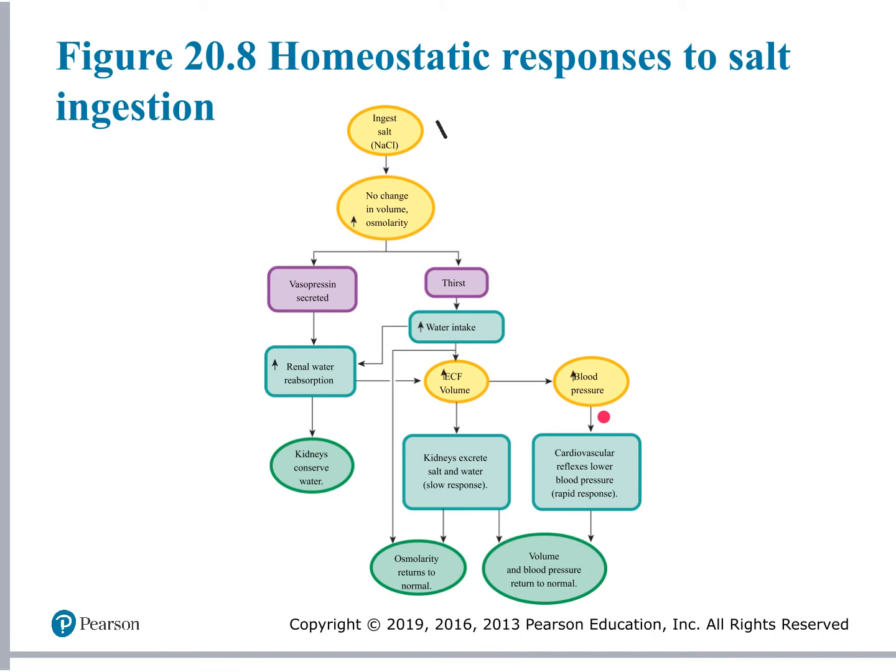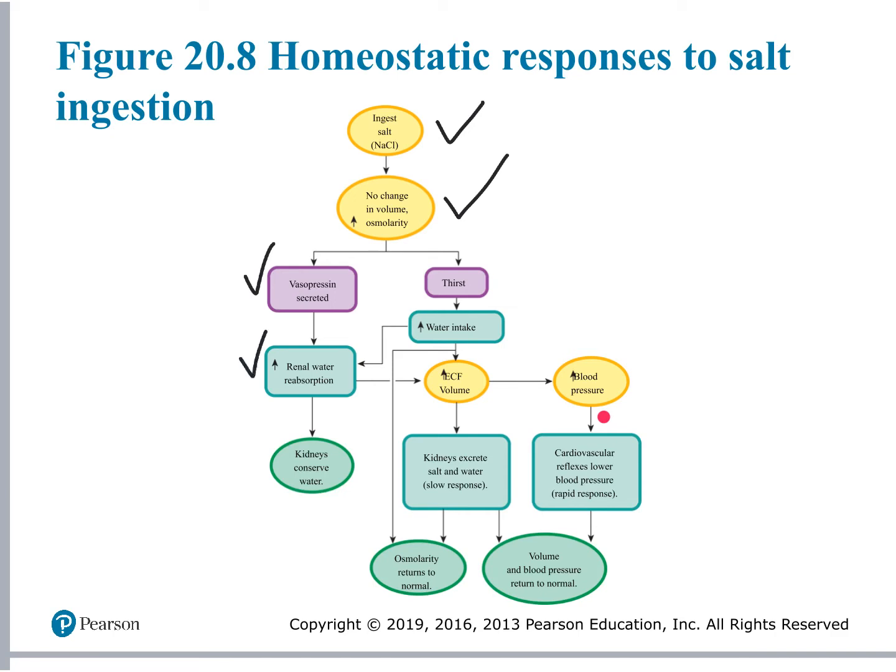When you ingest excess salt, and if there's no change in volume, then it increases the osmolarity of the blood, which is then detected by the hypothalamus. The hypothalamus then triggers the release of vasopressin. Vasopressin increases the amount of water that is retained from the kidneys.